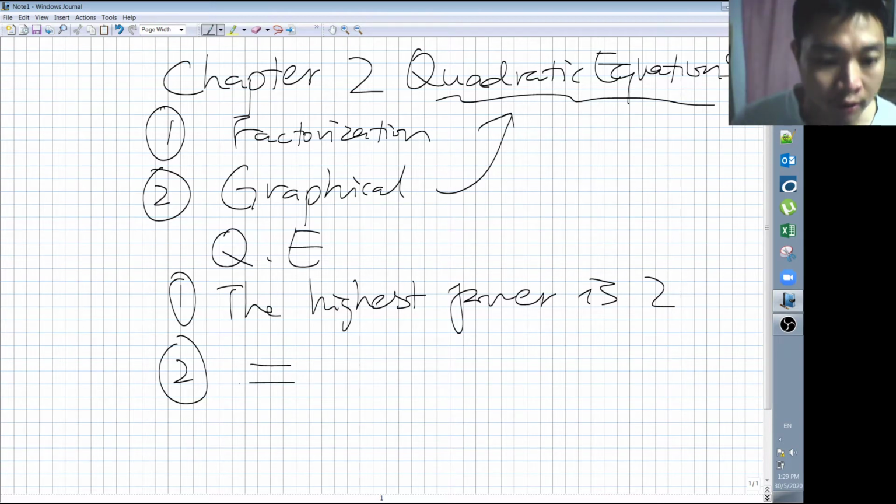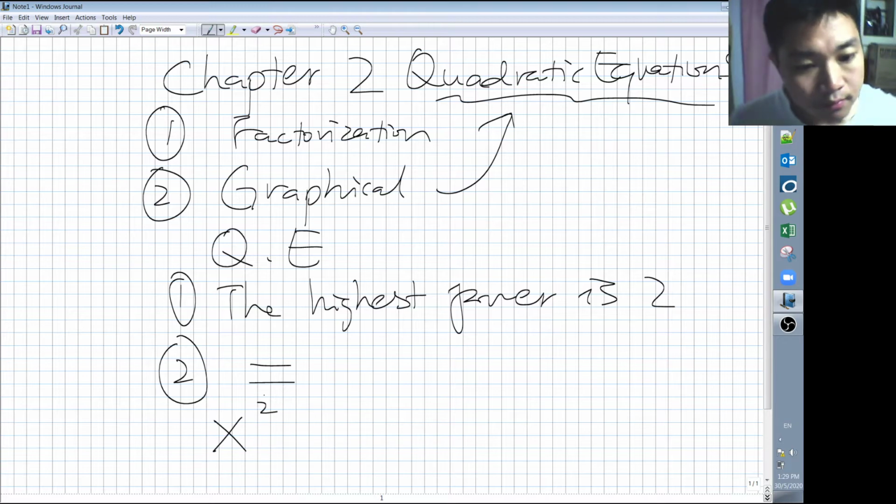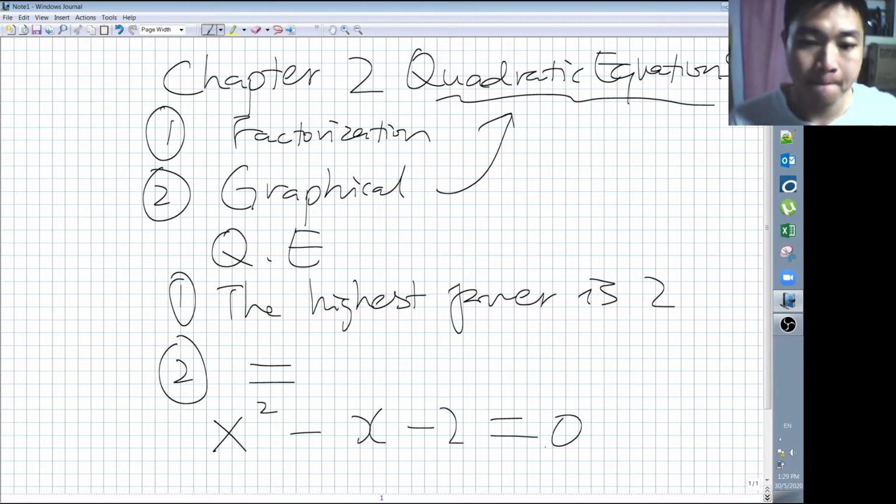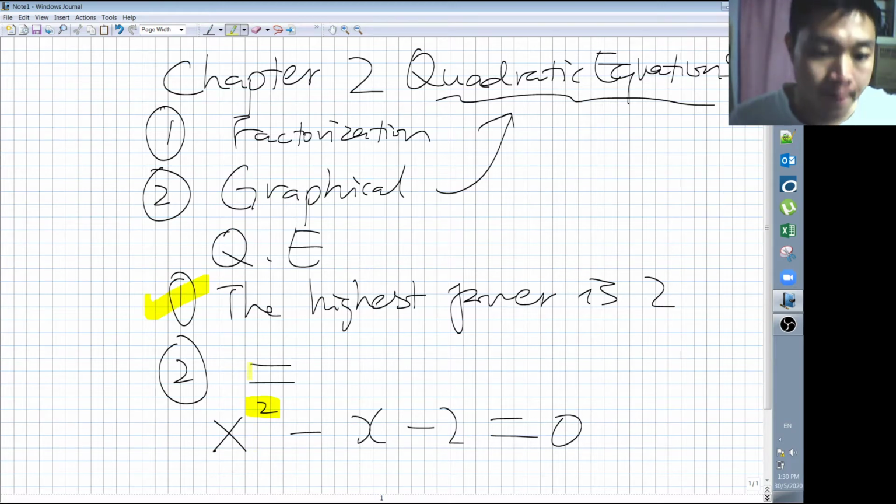Okay, one example of a quadratic equation is x squared minus x minus 2 equals 0. So number one, you look at this, the highest power for this equation is 2, so it meets the first feature, and it has an equal sign here, so therefore it meets the second feature. So therefore this is a quadratic equation. Let me make use of this quadratic equation to explain how we can use the graphical method to solve it.